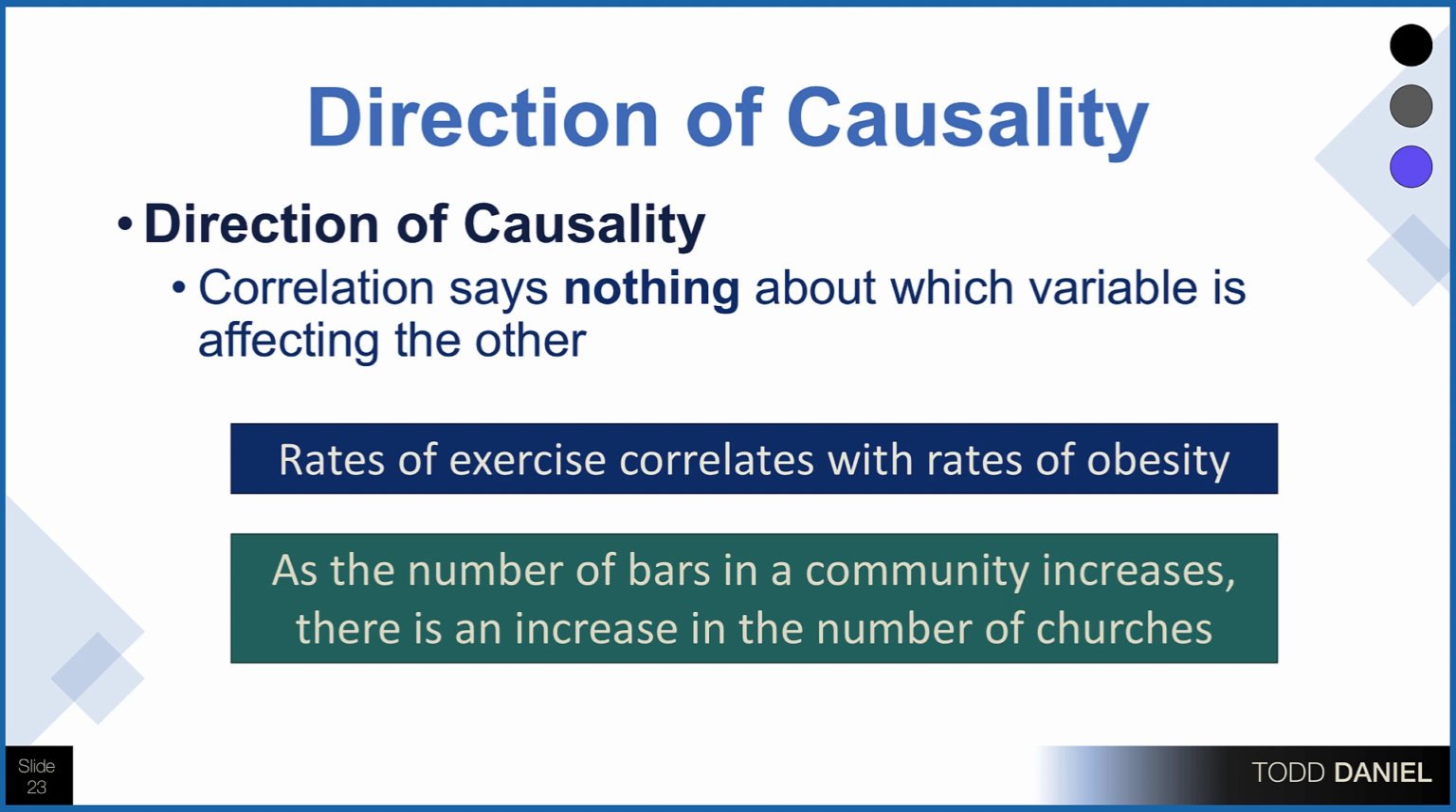When there is a correlation between variables, it says nothing about the direction of causality. So for example, rates of exercise correlate with rates of obesity. It could be that when you don't exercise, that leads to increases in obesity. But it could just as easily be that increases in obesity make it more difficult to exercise. We haven't established a direction of which is predicting which.